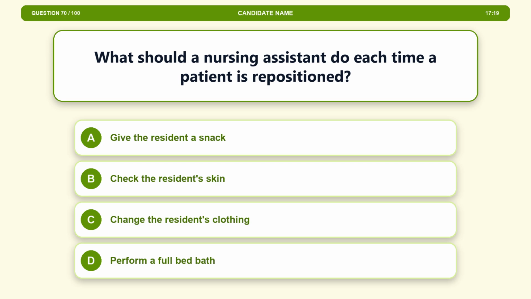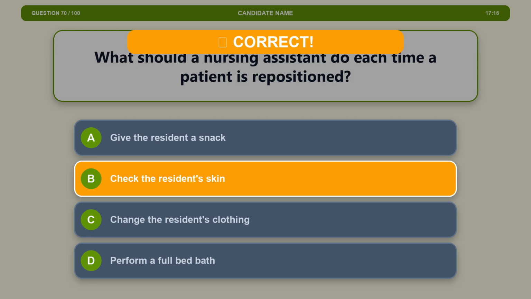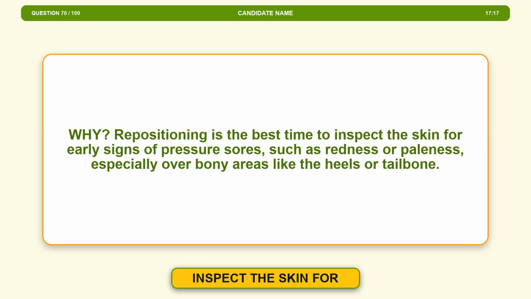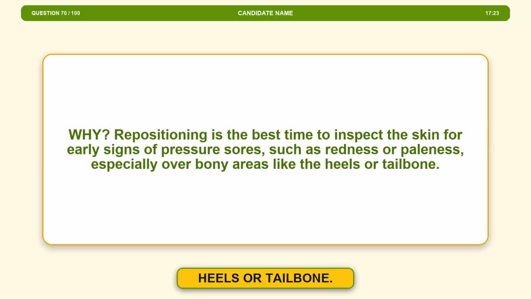Option A, give the resident a snack. Option B, check the resident's skin. Option C, change the resident's clothing. Option D, perform a full bed bath. The correct answer is Option B, check the resident's skin. Repositioning is the best time to inspect the skin for early signs of pressure sores, such as redness or paleness, especially over bony areas like the heels or tailbone.